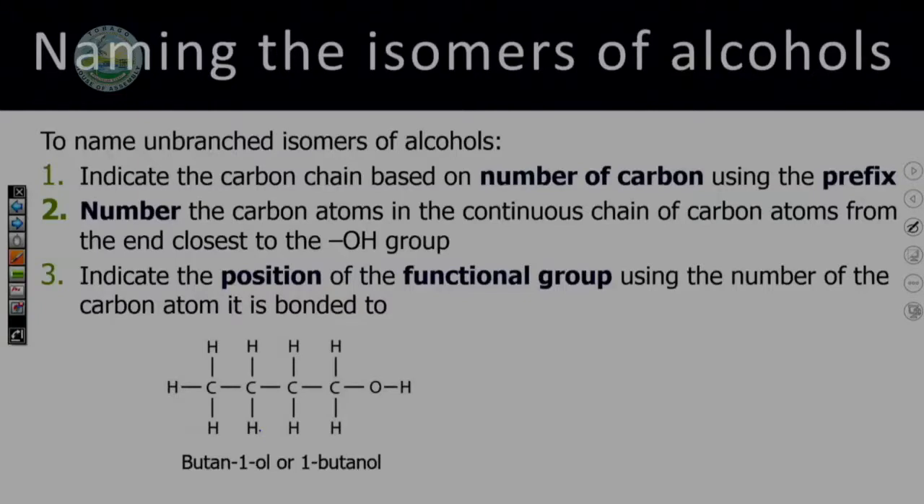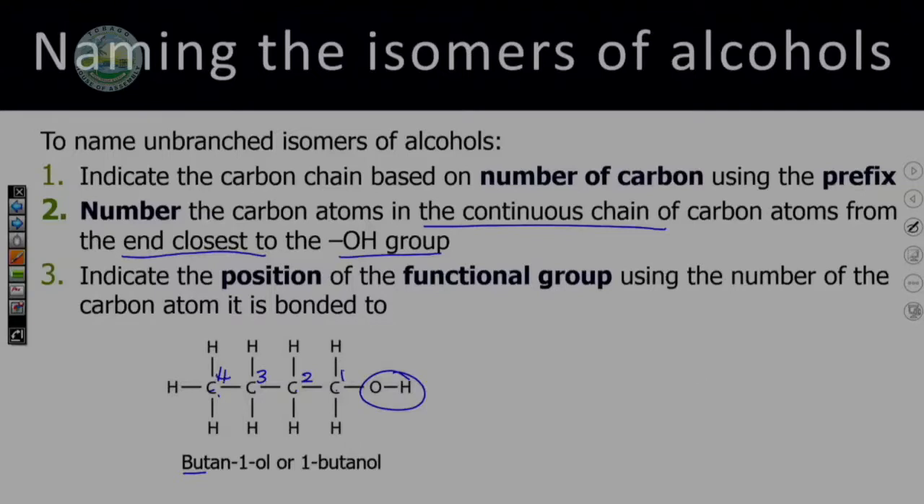So we have a name here, butan-1-ol. The first thing we need to know is how many carbons we have. The number of carbons is 1, 2, 3, 4. So we have 4 carbons in it, so we know that we have but. That's the first part. Now it says number the carbon atoms in the continuous chain from the end closest to the OH group. We have the OH group here, so we are going to number the carbons from this end: 1, 2, 3, 4.